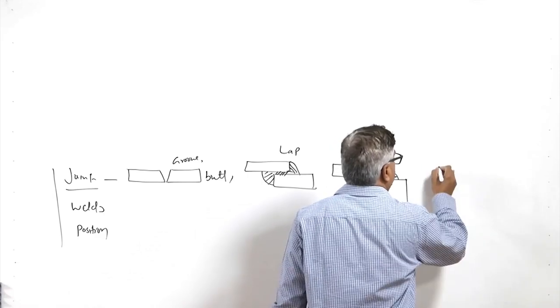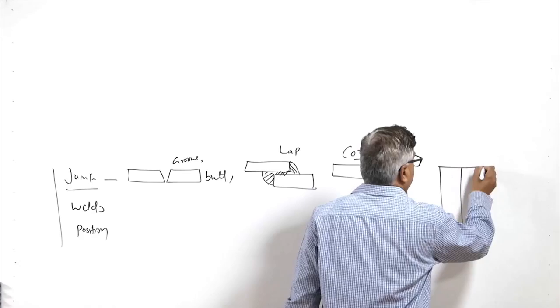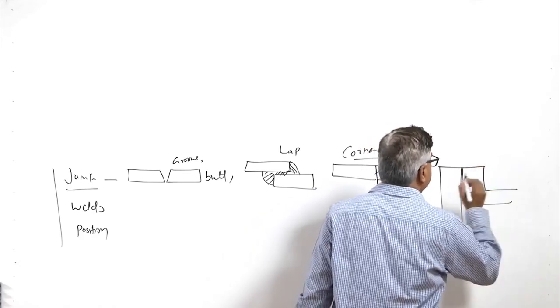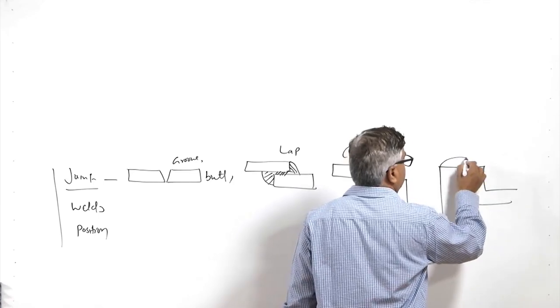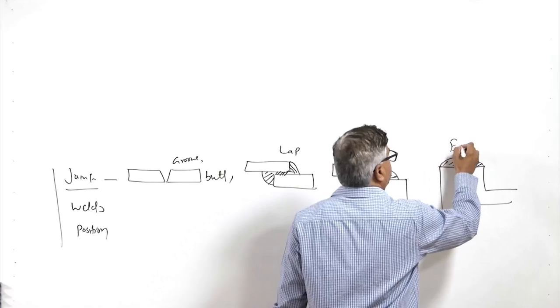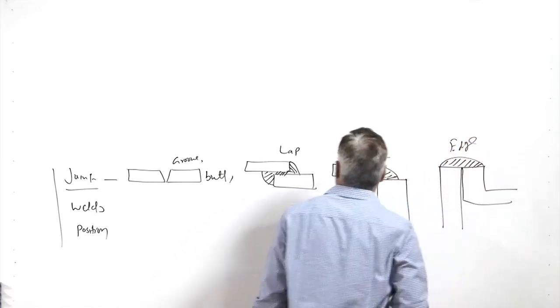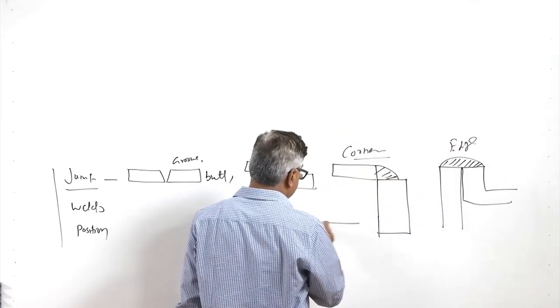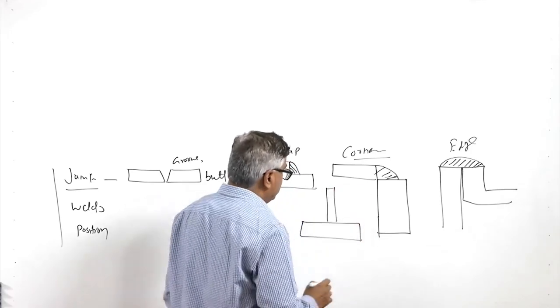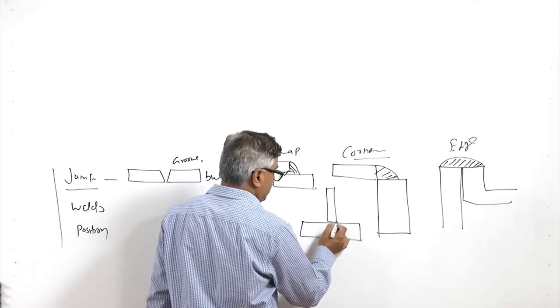So, this is the corner joint, and then there is the edge joint and T joint. The edge joint goes like this, where the joint is made at the edge of the component to be joined. So, this is the edge and the weld will be made in this location. And then the T joint, depending upon the orientation, the plates are like this and another plate is brought at 90 degrees on the top surface of the plate.